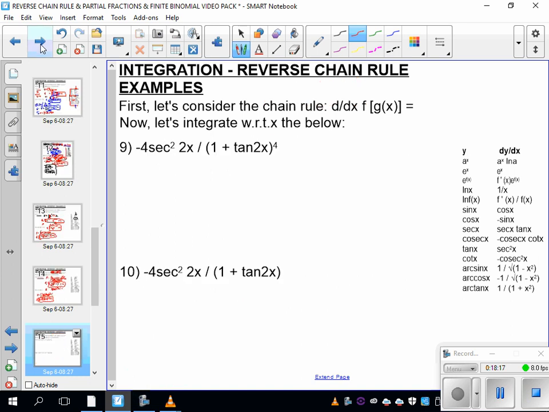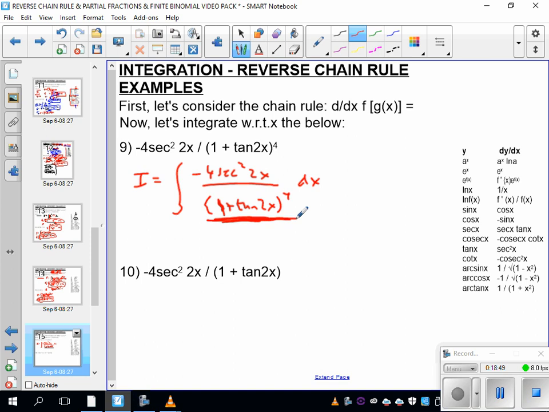And there's just a few more examples now. So I know this is going on, but this is really going to help. So let's say I've got I equals minus 4 sec squared 2x over 1 plus tan 2x to the 4. Now this looks horrible, but again, if you know your order of thought, right? If you know the order of thought is this is a fraction, is this a ln problem? I.e., does this bottom bit here differentiate to the thing on the top?